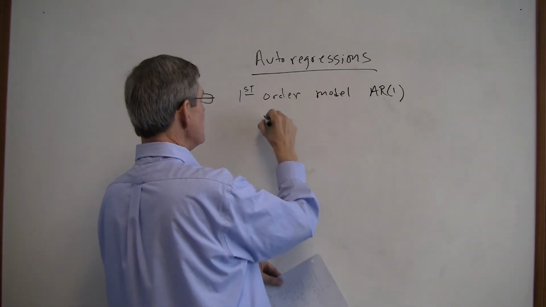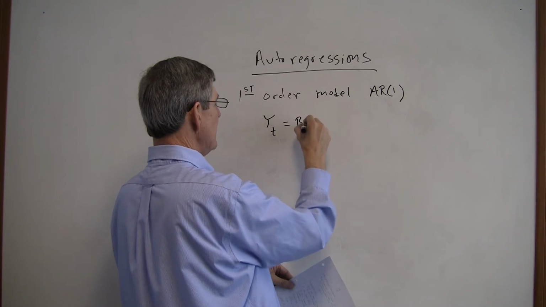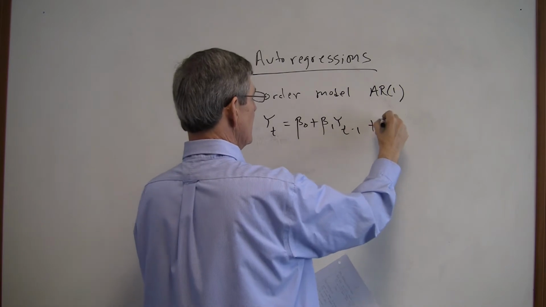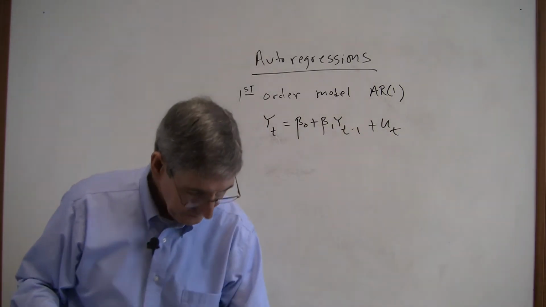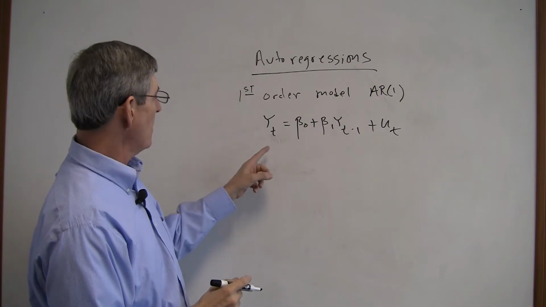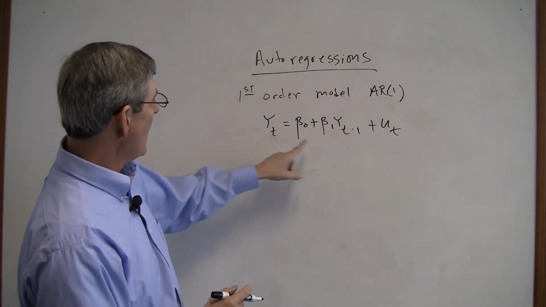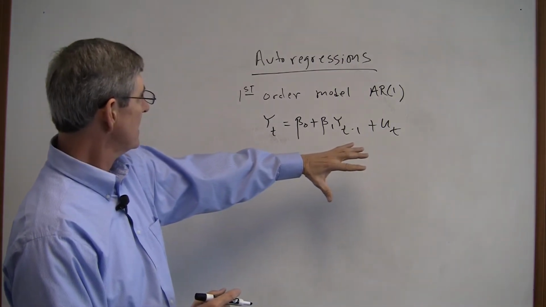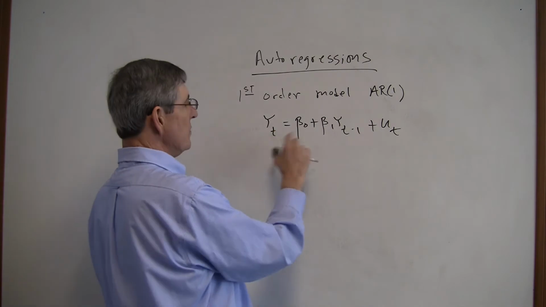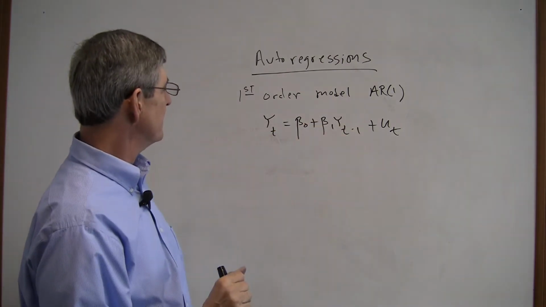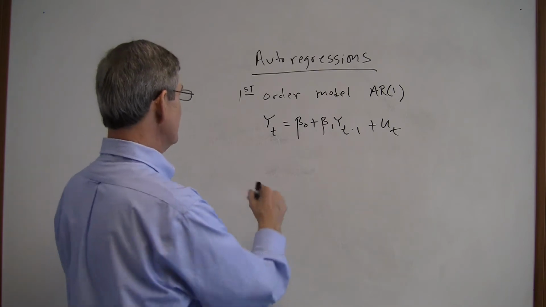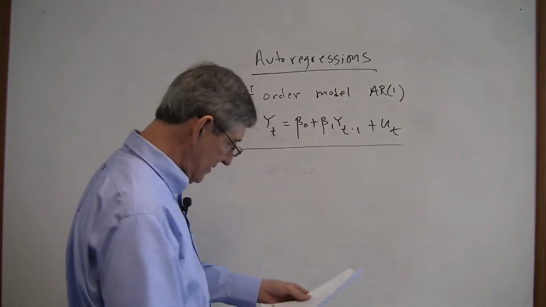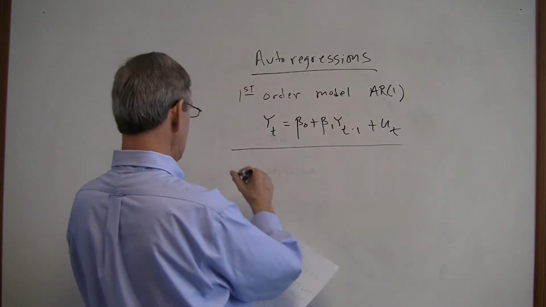And that would be written as yt equals beta naught plus beta 1 yt minus 1 plus ut. And so we're regressing yt on its first lag, and that gives us ut. This is a description of that model. The book has an example where they look at GDP from 62. This is the growth in GDP.